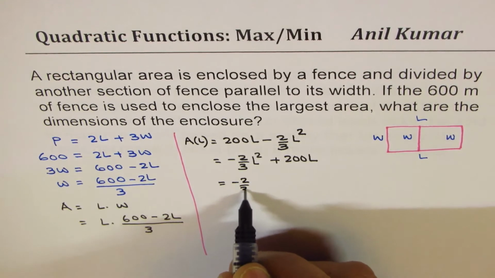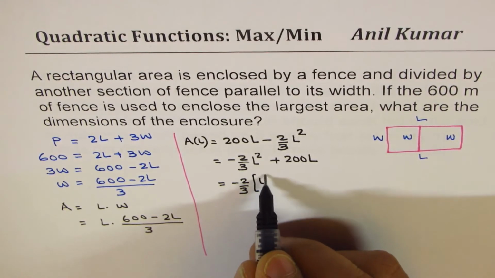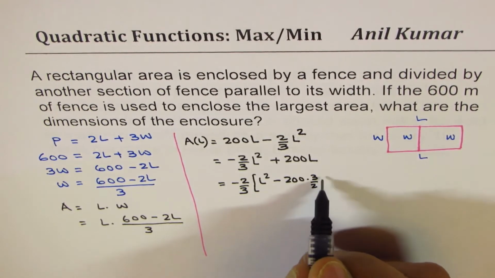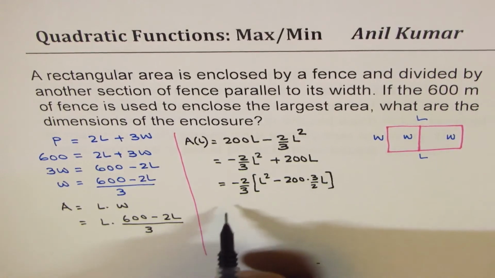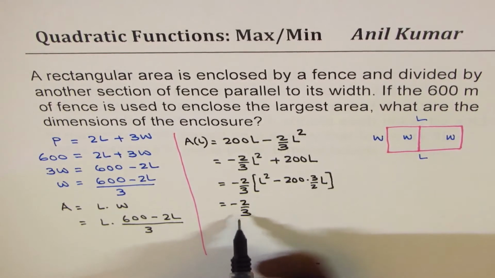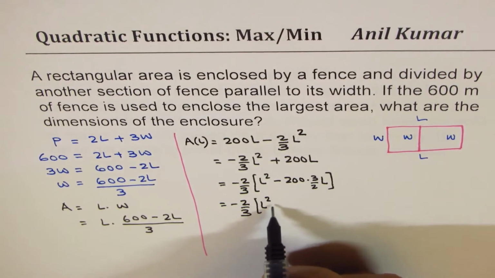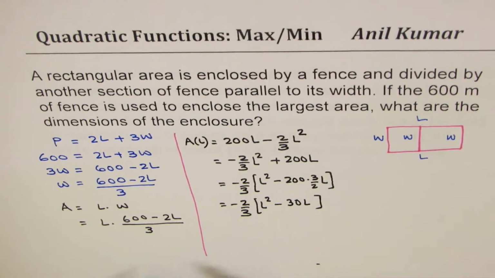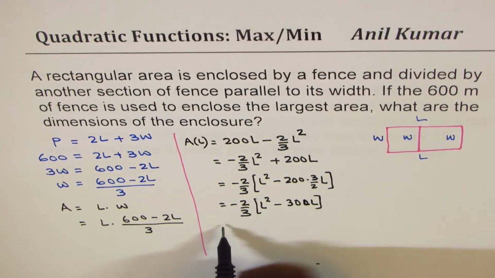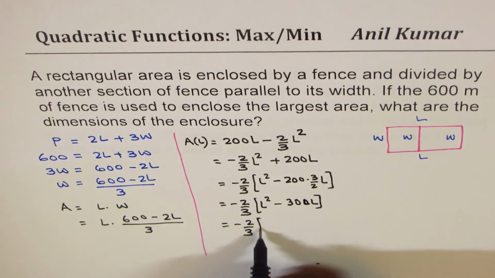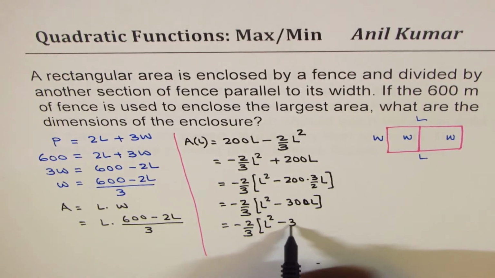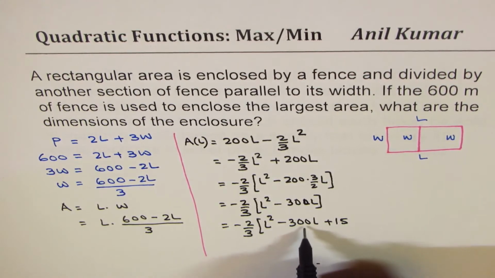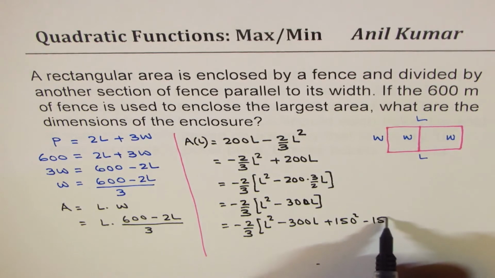Taking minus 2 over 3 common, we get L square minus 200 by 3 over 2. Is that okay? 3 over 2L. Now that gives us minus 2 over 3 L square minus 300L. To complete the squares, we'll add and subtract half of 300 square. So we have this term.